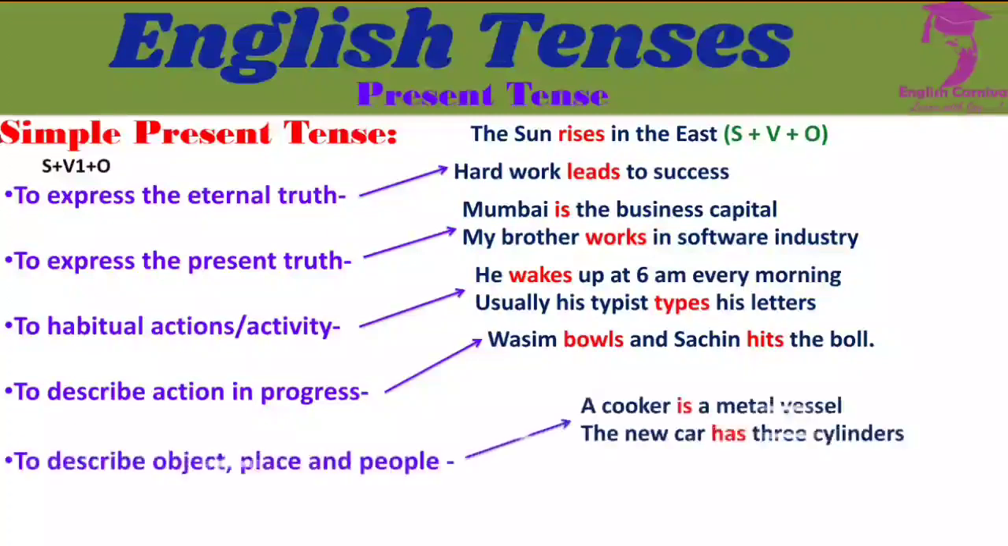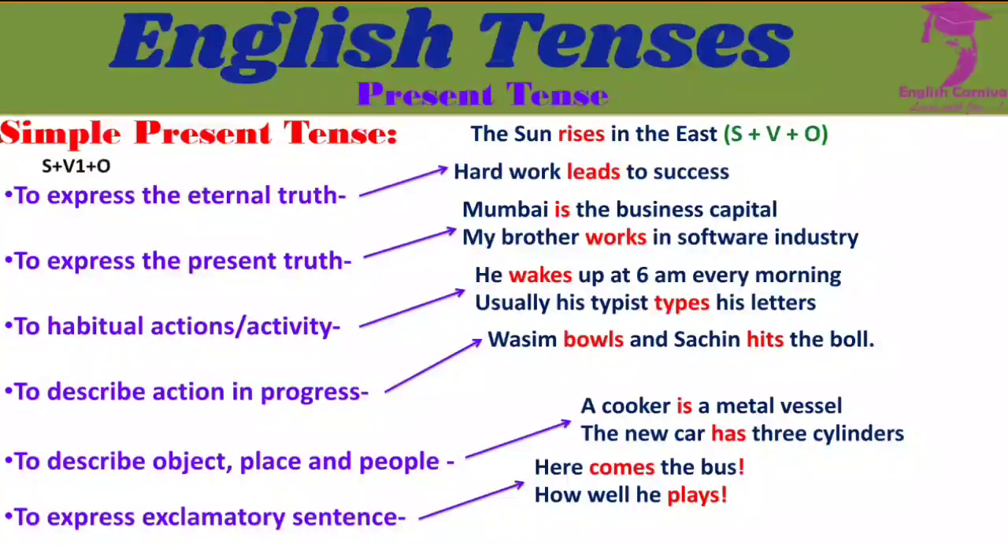The next situation, it is used to describe the object, place and people, and the example is a cooker is a metal vessel. And the second example of this situation is the new car has 3 cylinders. The last situation is this tense is used to express exclamatory sentences. In the examples we have, here comes the bus, how well he plays.